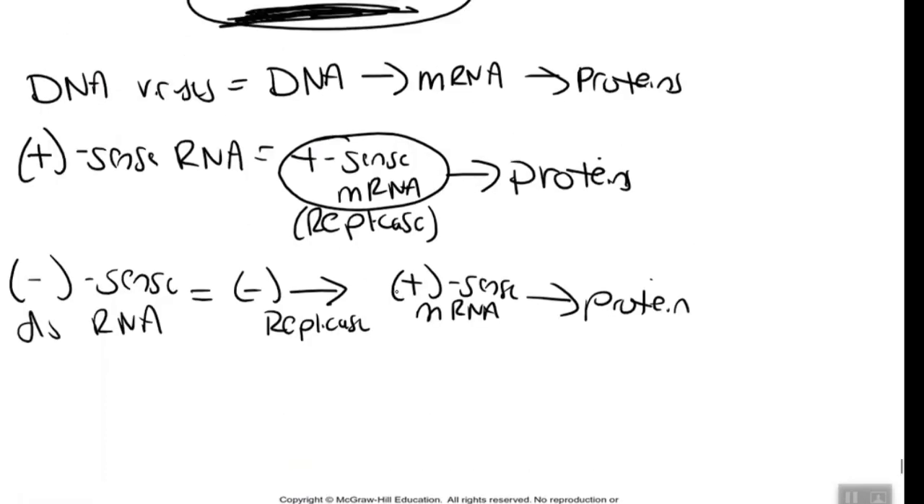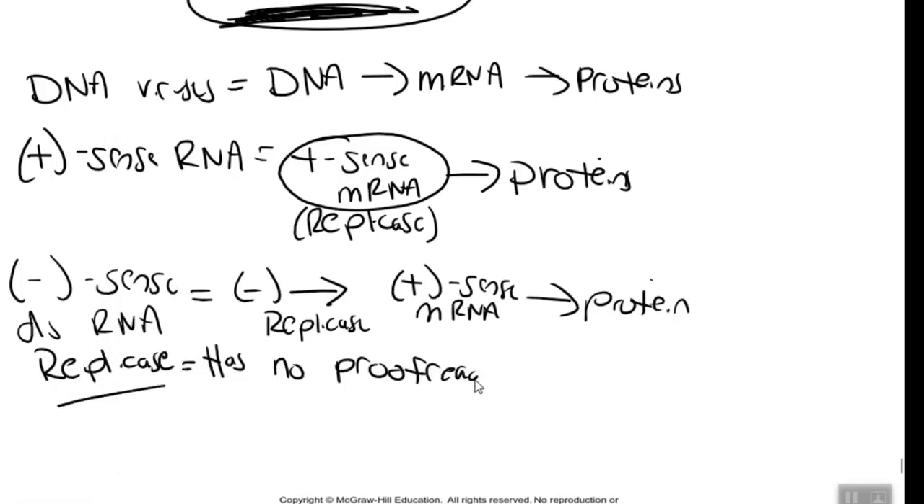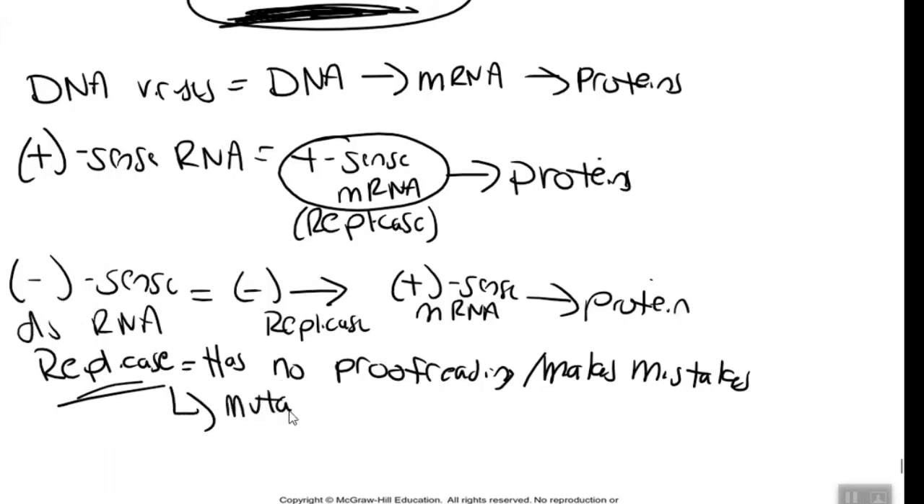Now, this is important, something important to tell you: replicase makes a lot of mistakes, okay? It has no proofreading. So, like when you write a paper, you're going to proofread it to make sure there are no mistakes. Replicase doesn't do that. It has no proofreading, so it makes a lot of errors. So therefore, there are a lot of mutations in these negative sense RNA viruses. So mutations happen a lot.